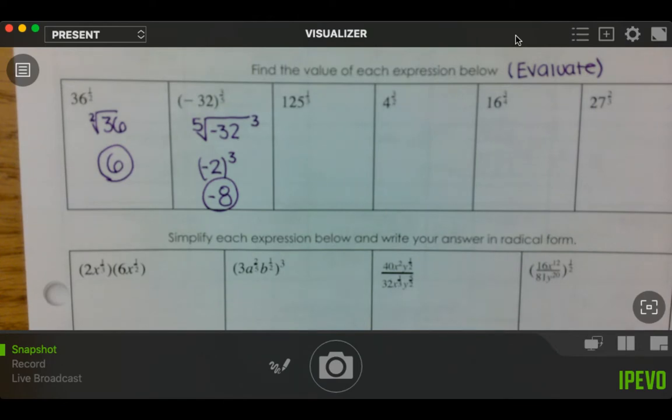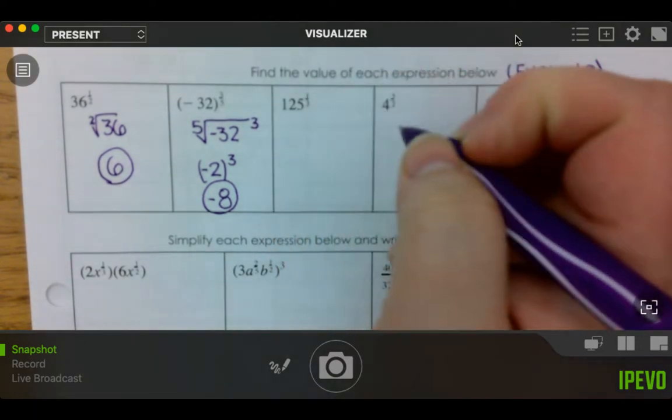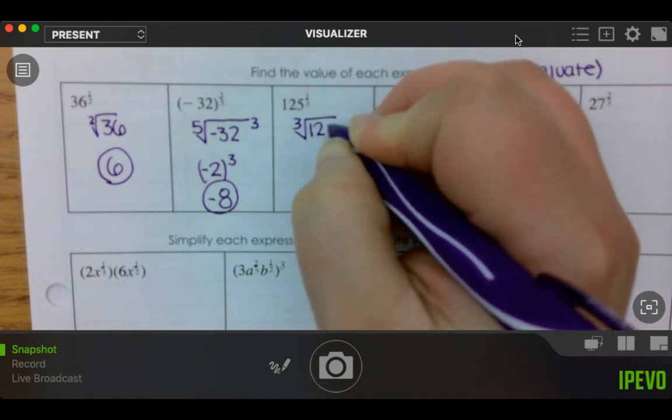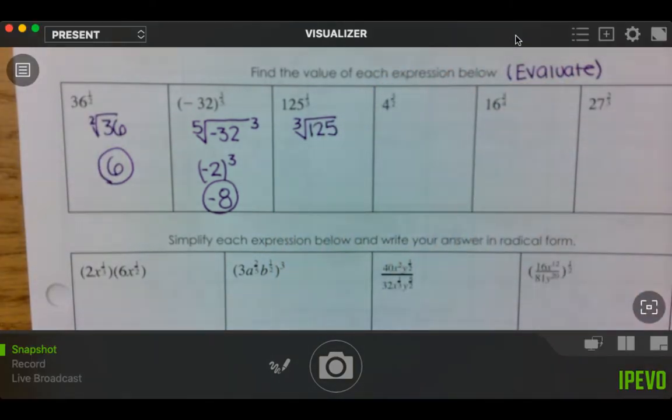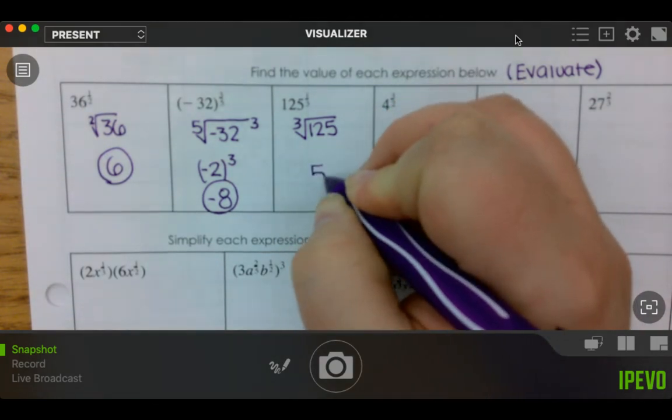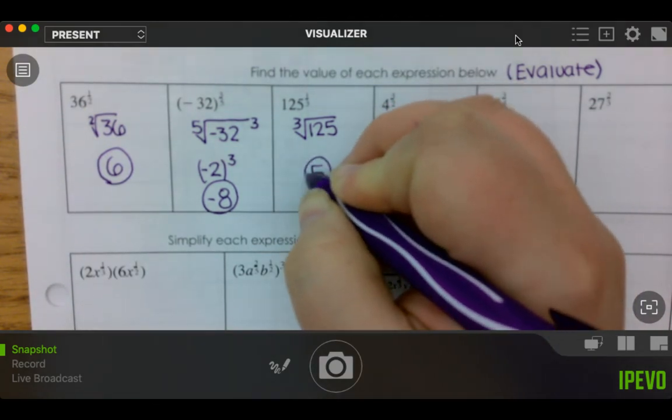Whereas on the next one, there is not an extra power up there, so this is just simply the cube root of 125. And the cube root of 125 is 5, because 5 to the third power is 125.